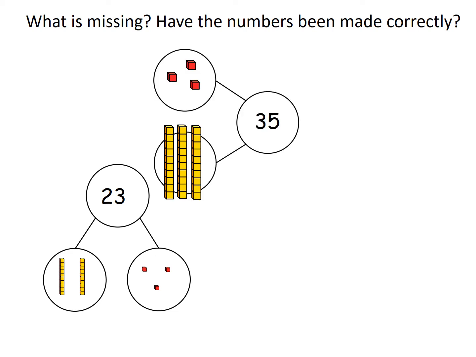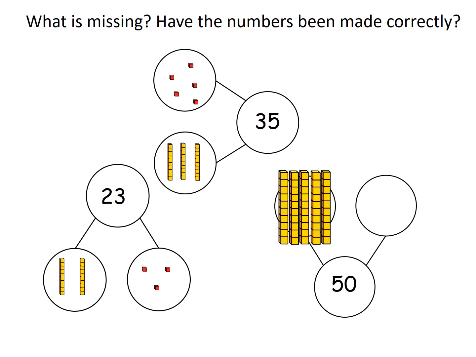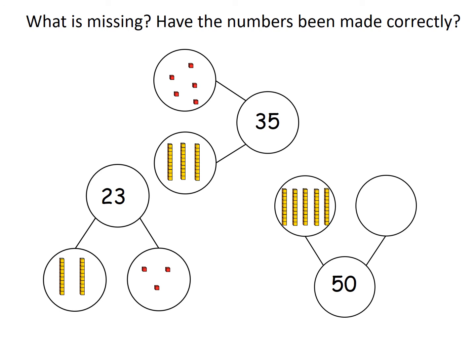What's missing from this number? 35 it's supposed to be. Pause it and draw it in on your sheet. Well done if you spotted there were 2 ones missing. And then, is there anything missing for this last question? Does it show the number 50? Well done if you realised there was nothing missing in that one, it was just a trick question.